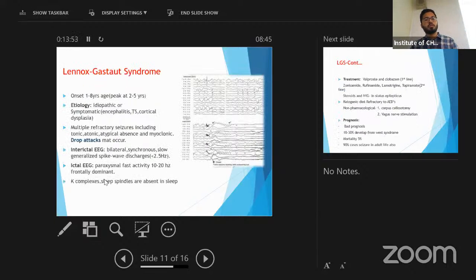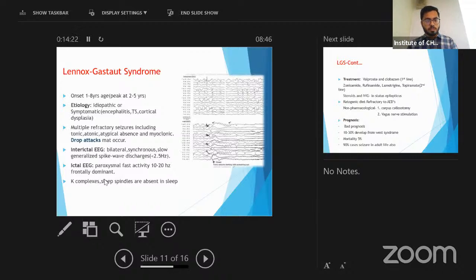Then Lennox-Gastaut syndrome. Onset is usually 1 to 8 years of age, and peaks at the age of 2 to 5 years. Etiology: these are usually idiopathic or symptomatic. There may be some encephalitis, tuberous sclerosis, or cortical dysplasia. These are multiple refractory seizures, including tonic, atonic, atypical absence, and myoclonic. Drop attacks sometimes may occur, which can injure the child.